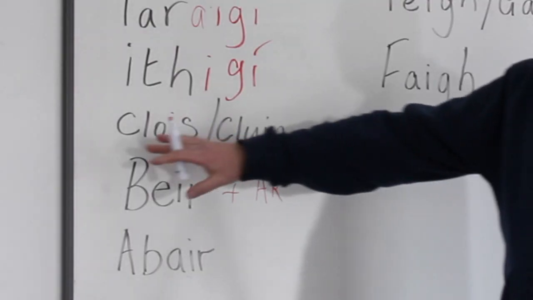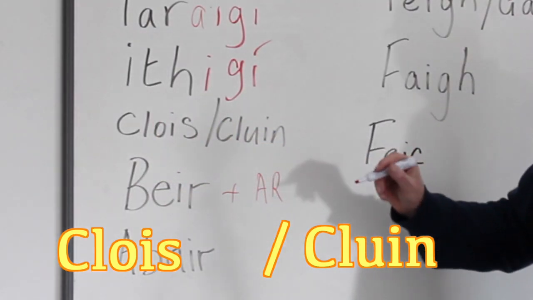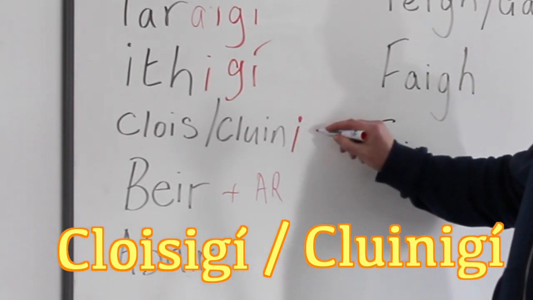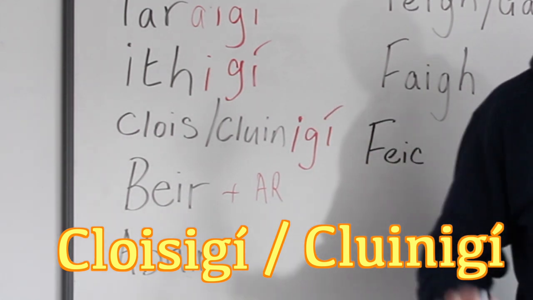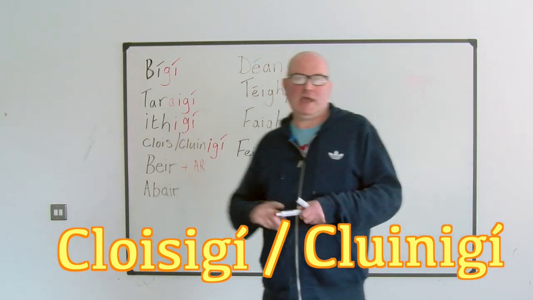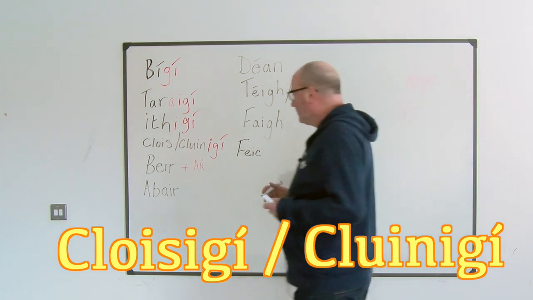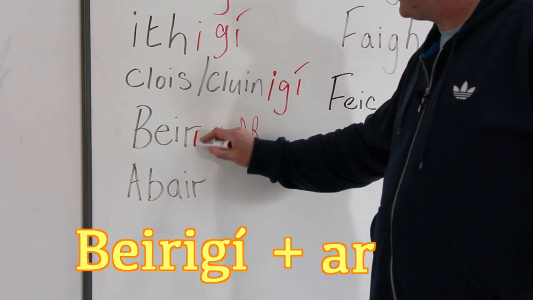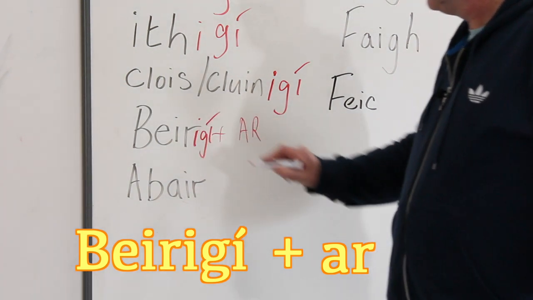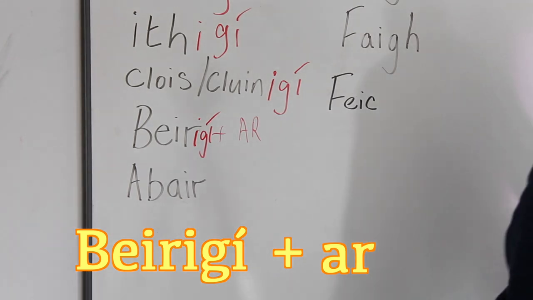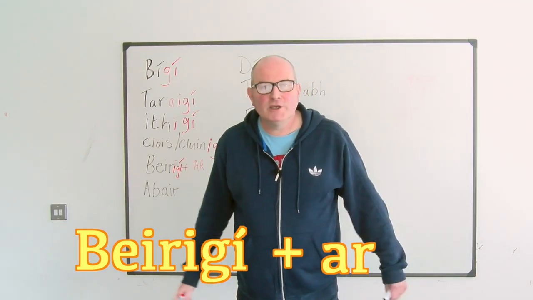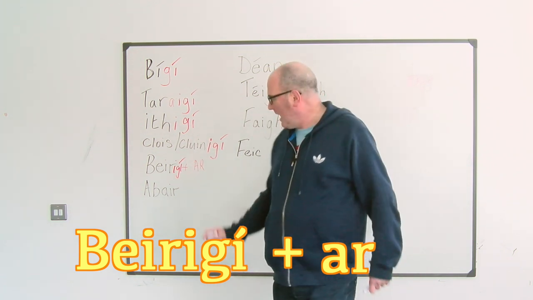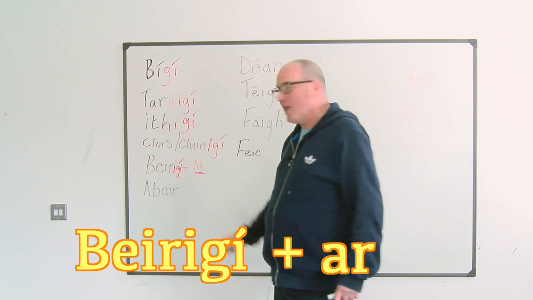So this one here, we have clish and clin. So if I want to direct people to hear something, clinigi and kill, hear the music. So that's great. So likewise, this one, oh, I'll have to squeeze in an IG fada here. Berigi, na leahroigi. Catch the balls. And generally, this one is used with this word here, air.